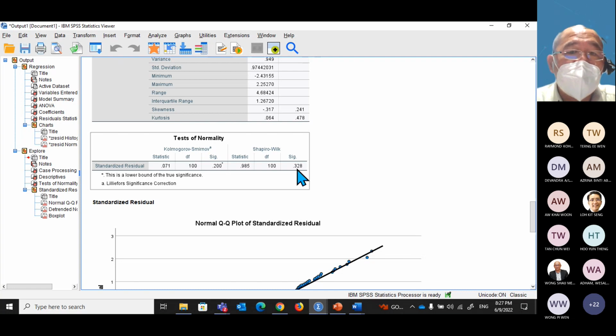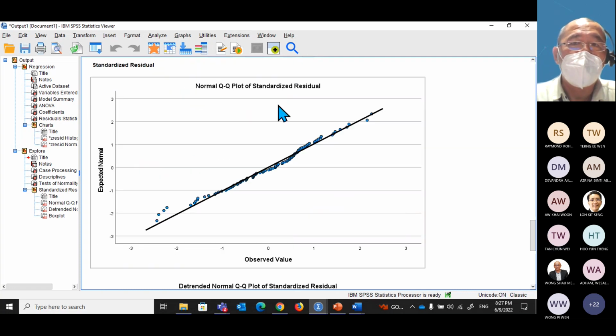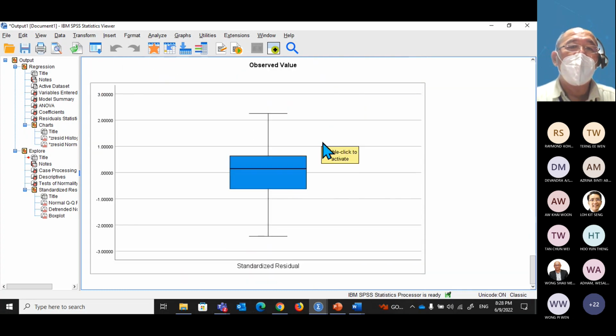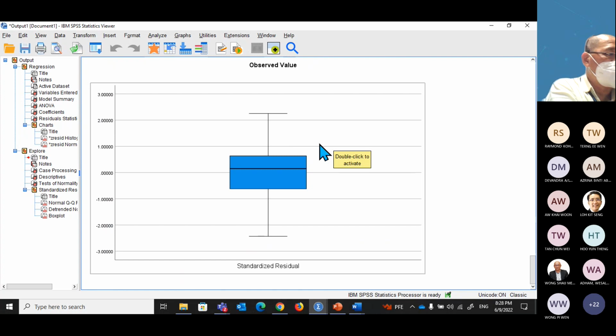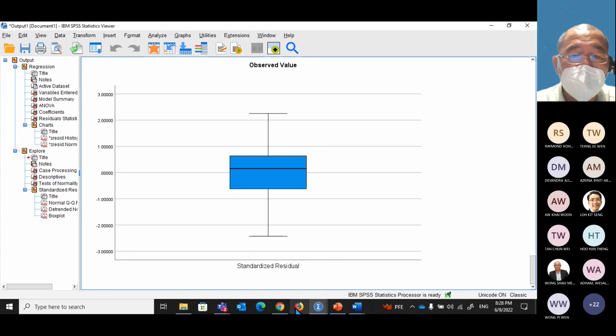Of course, you can also use the PP plot. Only a few data points are far away from the straight line, therefore it is still considered normal. If there is no question, it means we are done with this residual plot. Now we see the next one.